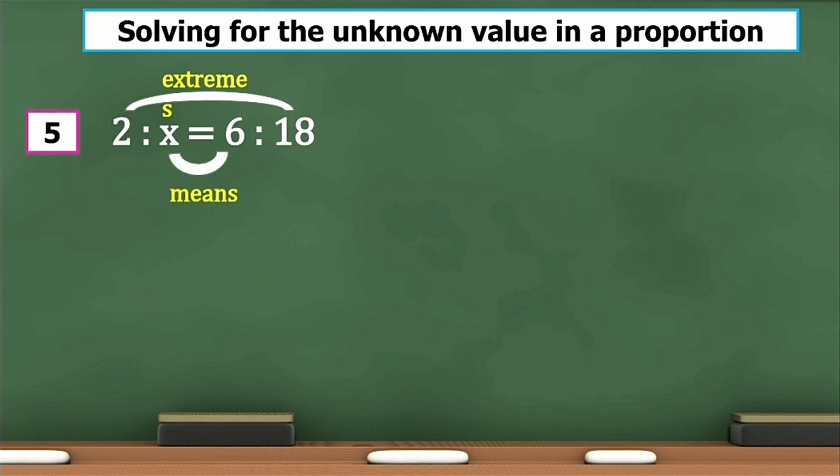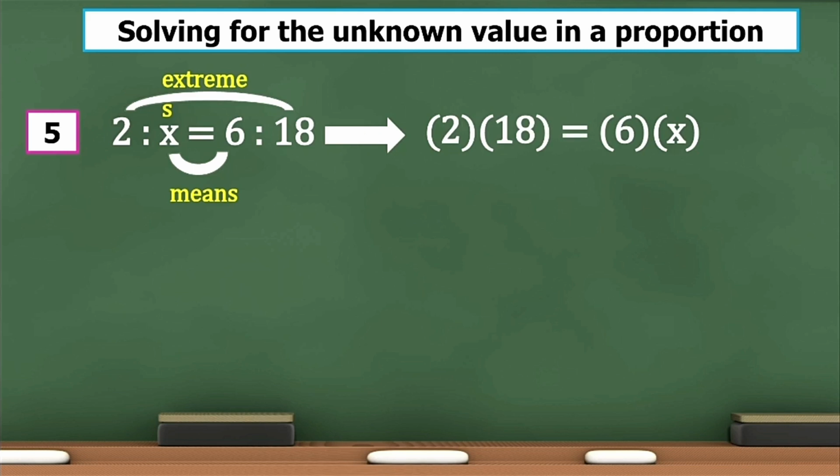So magiging 2 times 18 is equal to 6 times x. And 2 times 18 is 36. And 6 times x is 6x. Next, divide both sides by 6. So, x is equal to 6. Pero kung nalilito kayo dito, pwede nyo naman i-rewrite from colon form into fraction form. Then solve katulad lang ng ginawa natin kanina gamit ang cross product property or cross multiplication property.